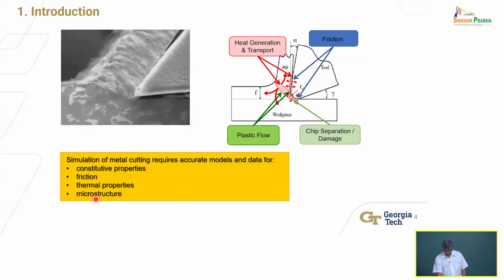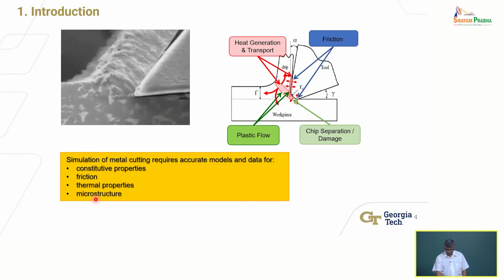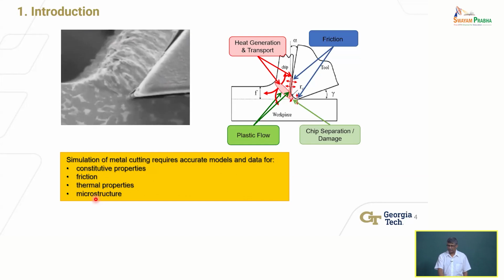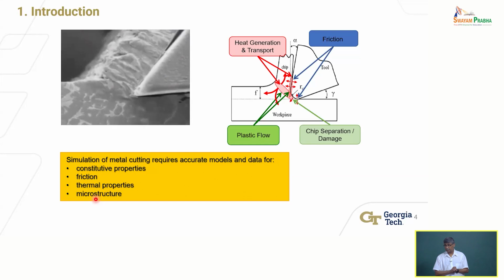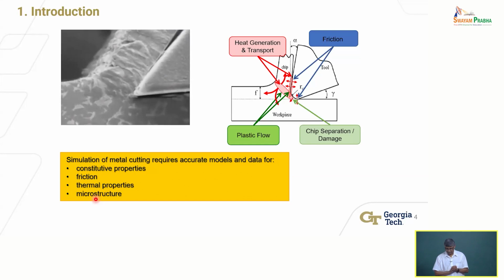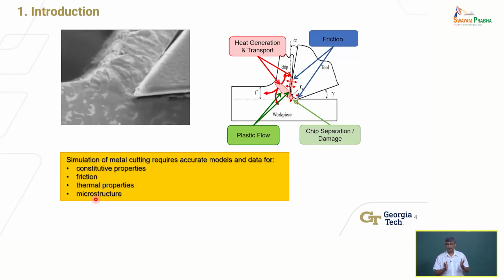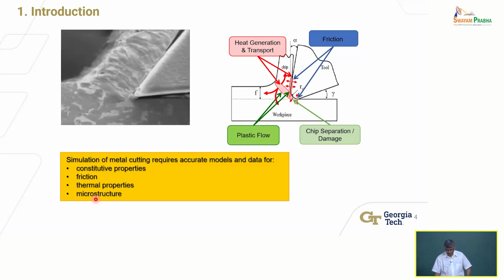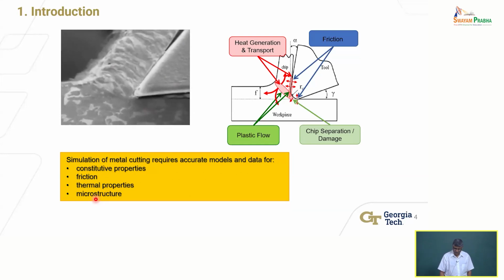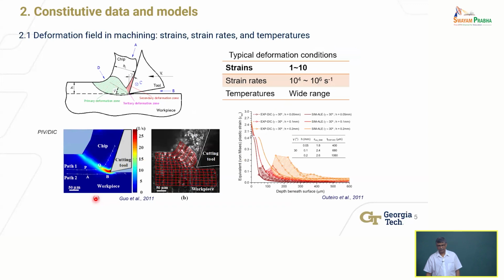So many things are required. I need to be able to describe plastic flow of the material, friction, heat generation, and transport. And also the chip is being separated from the material, right? So you're creating new surfaces as you're doing this. All that has to be considered. So it's not as simple anymore, okay?